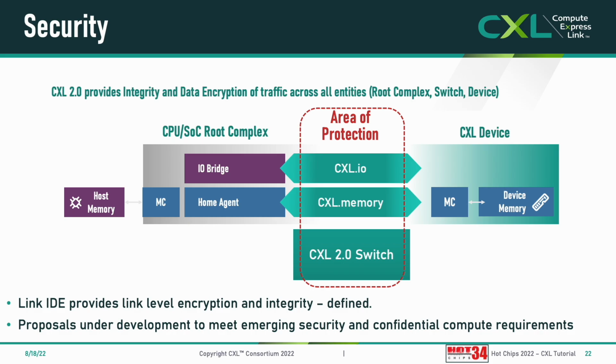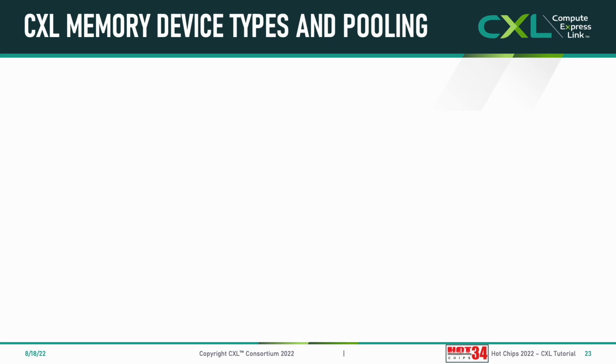There is significant work ongoing in the CXL consortium. There are proposals under development to meet the emerging security and confidential compute requirements. The call to action is contribute towards the development of security mechanisms, get involved with the consortium in the definition of this very important feature. Next, we will look into CXL memory device types and some examples of memory pooling.